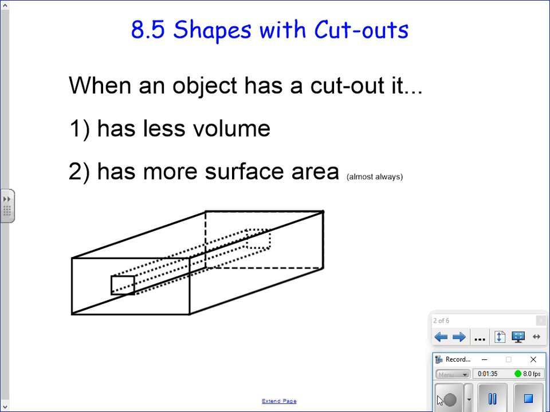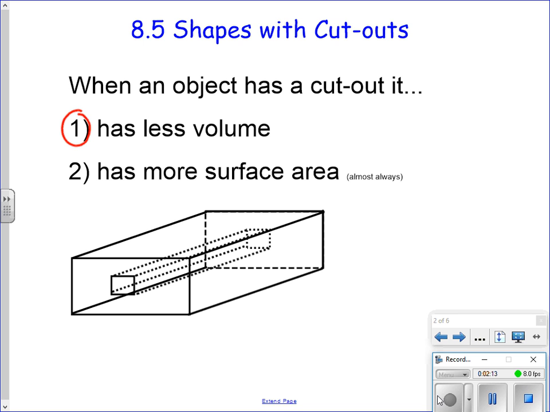There's a couple of important things when you're dealing with cutouts in a shape. And as you can see here, number one, if you've got a cutout in the shape, you've got less volume. So the volume is decreased because part of the container is missing. It's hollow. It's not there any longer. If you think about a can of pop, the bottom has a concave area where there's no pop in there. And the bigger that concave area is, the less volume your pop can has.